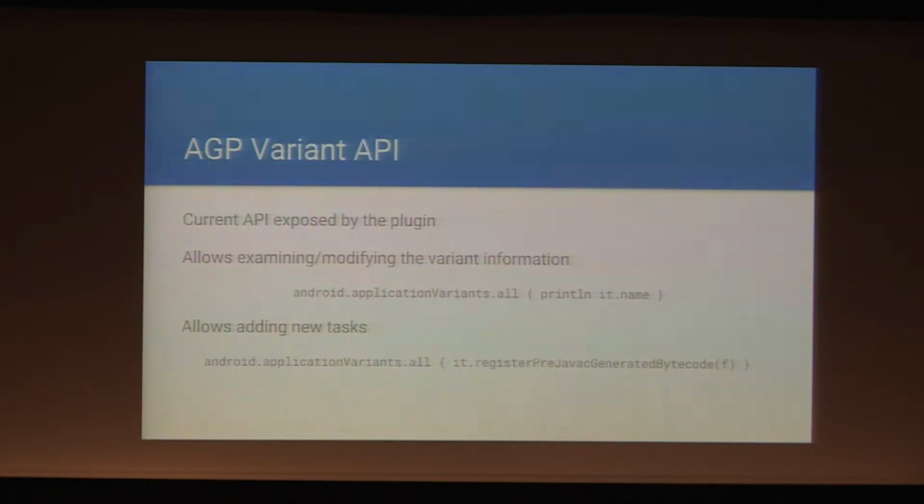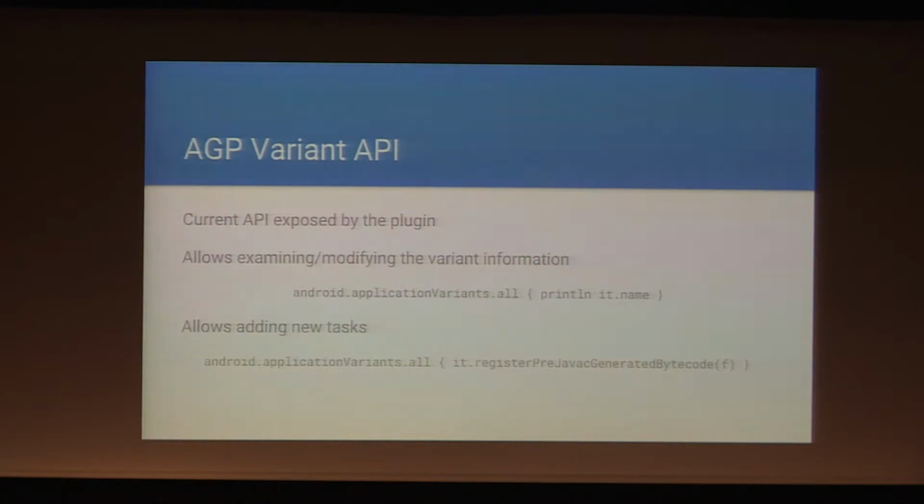And in this code example, you can see that with android.applicationVariants.all, and then passing a closure, println it.name, we're basically printing all of the names for all of the variants in our application. Besides printing a name, you can also set some properties for variants through this API, but not all of the properties that you can set through the DSL are reflected through this API. And that is one of the issues of this current API that I'm going to refer to later on.